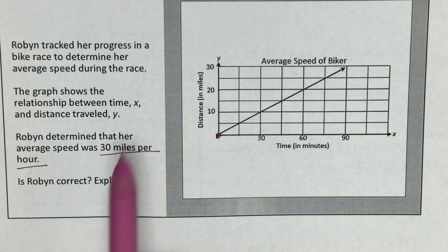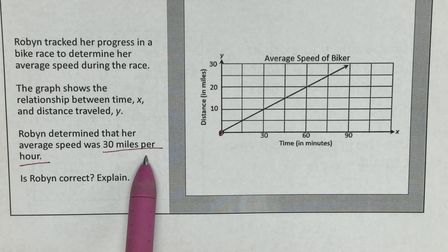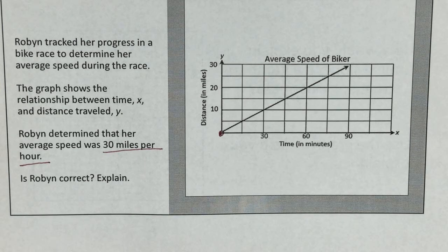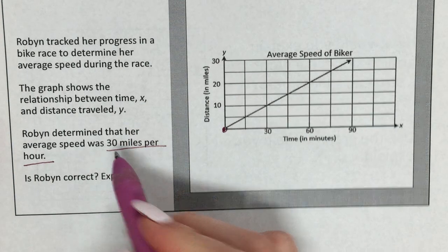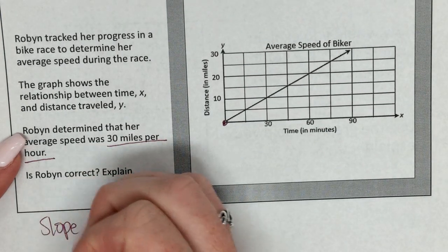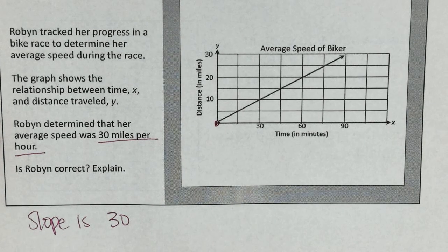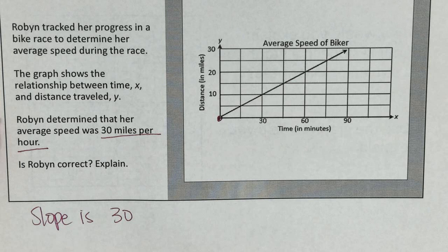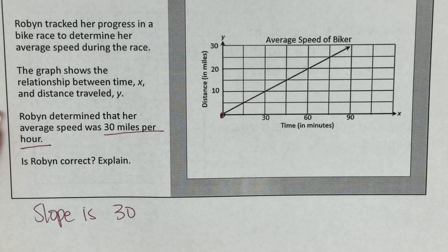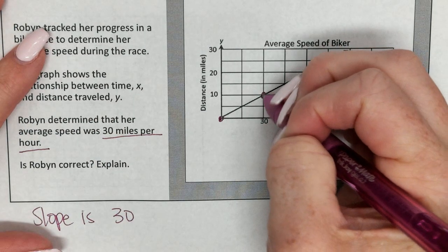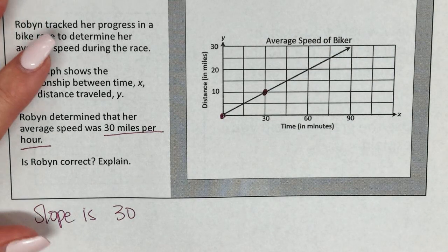Is she correct? Guys, what is per a clue word for? Each. That's another clue word. What is it a clue word for? Rate and slope. So what Robin was saying is that the slope is 30. Is she correct? We don't know. How do we find slope? Rise over run or stat. It is totally up to you. Since this is an easy 2 dots, I'm going to try rise over run.